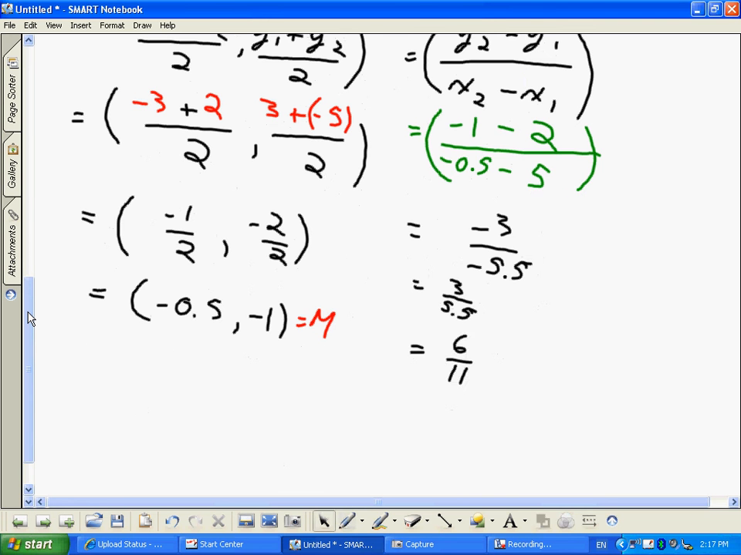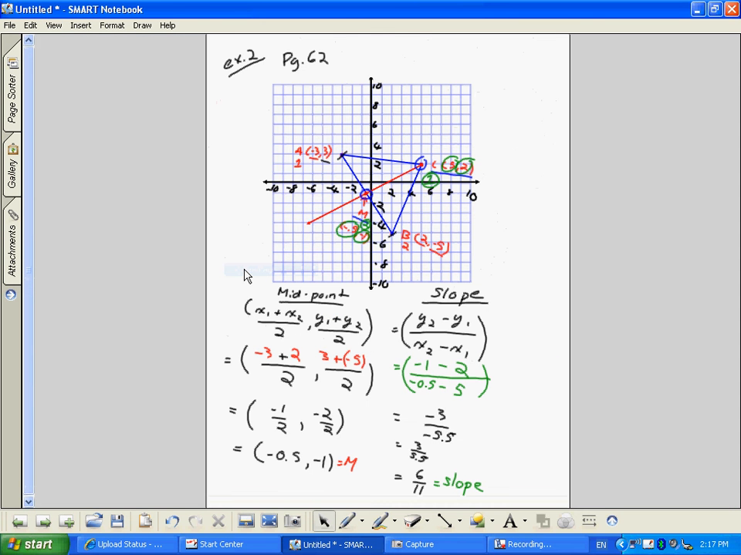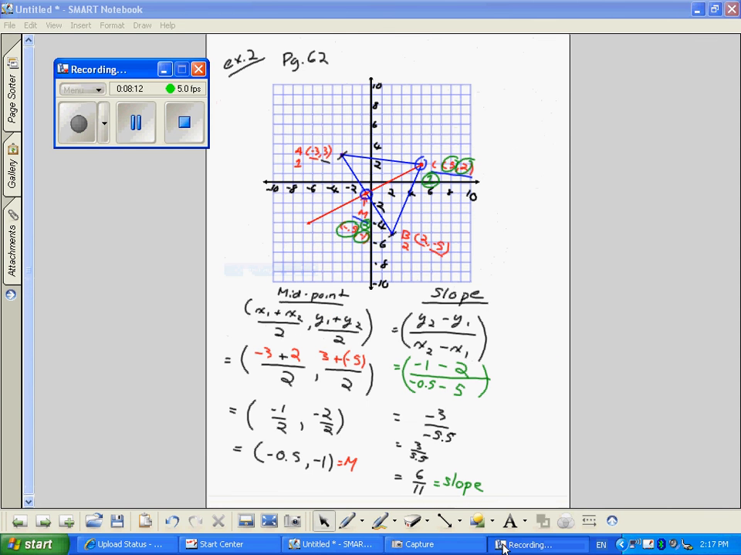So my slope is equal to a rise of 6 and a run of 11. Slope is 6 over 11, we discovered. That's what we've covered so far. So far we found the midpoint of a line, and we took the median of vertex C, and we found the slope of it.